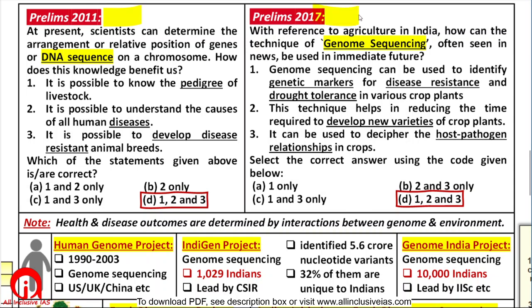The 2011 and 2017 questions were quite similar, based on the same concept. The 2011 question says, what is the benefit of knowing the DNA sequence? The first option is, it is possible to know the pedigree of livestock.